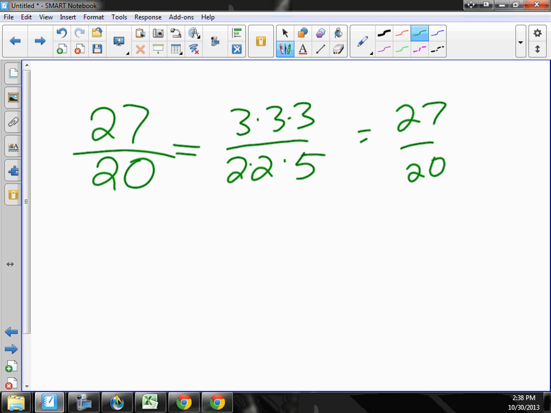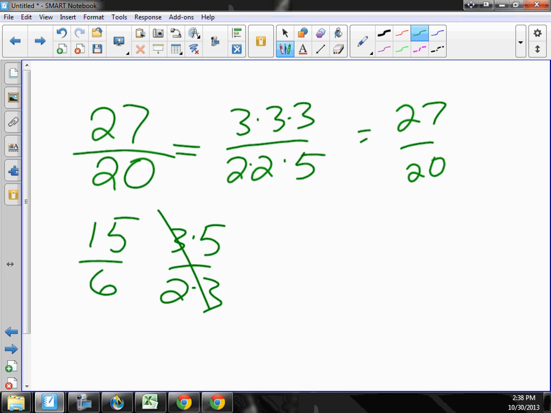I mean, I could say like 10 and 22.5 or 13.5. You could, but we only want to deal with whole numbers. Okay? So let's look at one more. 15 over 6. 15 over 6 would be 3 times 5 over 2 times 3. The 3's cancel, and my answer is just 5 halves.